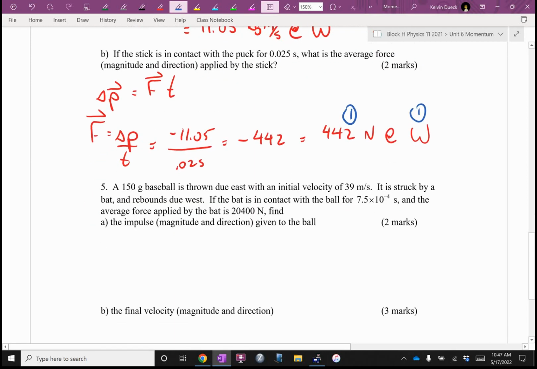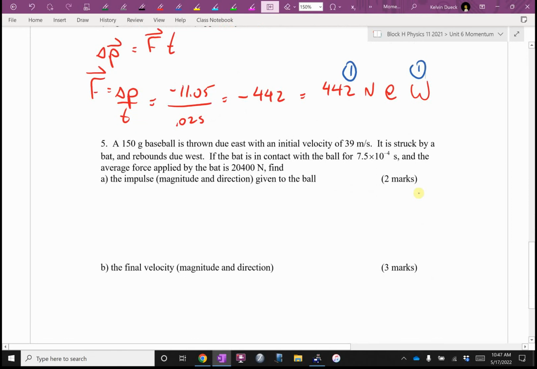A baseball is thrown. I see east and west here as well. So I said I'm going to let east be positive, west is negative. That means this force is negative, because that force would have been to the west, in the opposite direction that the ball was traveling. I've seen how a baseball and a bat work.